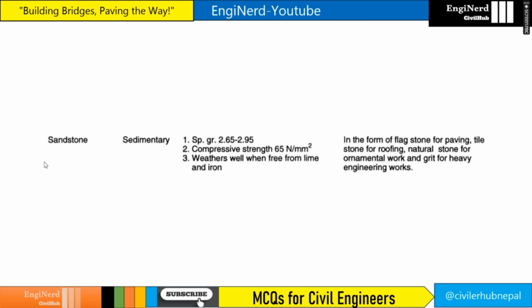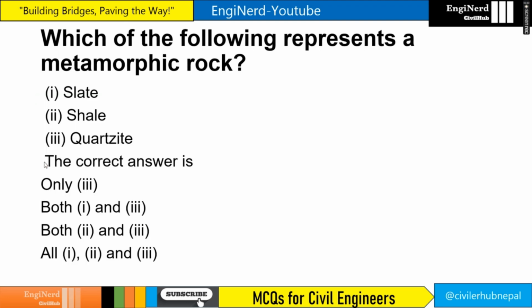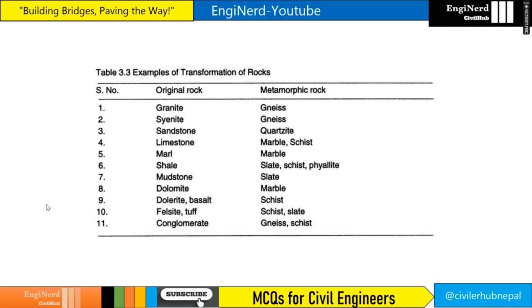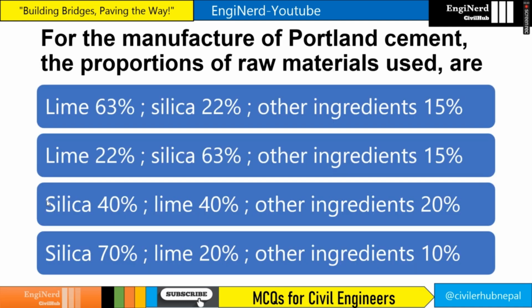Sandstone is what? Sedimentary rock, right? Which of the following represents a metamorphic rock? Slate, shale and quartzite. Shale is sedimentary rock, slate and quartzite are metamorphic rock, right? So 1 and 3. 1 and 3 is metamorphic rock. So mudstone, slate, and sandstone, quartzite, right? Or shale goes to slate as well. So our answer will be 1 and 3.